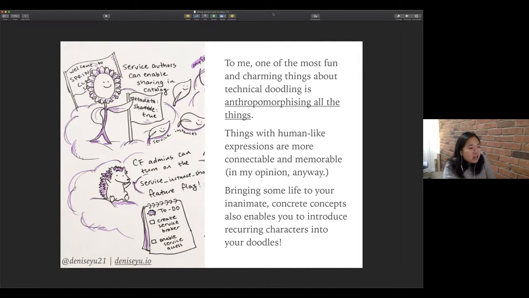But when you do give human-like expressions and human-like characteristics to the characters or the things in your story, it makes people more likely to remember them. It makes people more open to hearing about, oh, I want to know what happened to the rest of this Cloud Foundry service instance, or I want to know more about what happened to that Docker container. So I want to get you in the mode of trying to introduce characters, and those characters are non-traditional things, non-traditional characters.